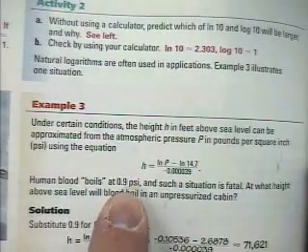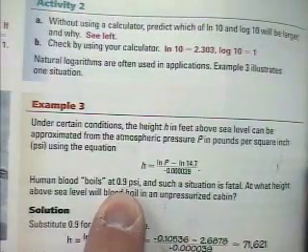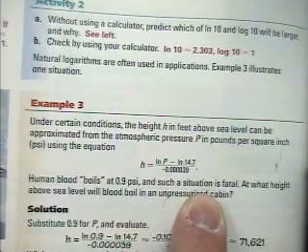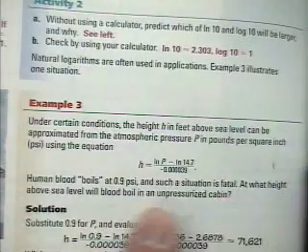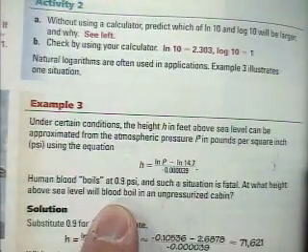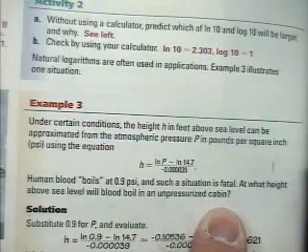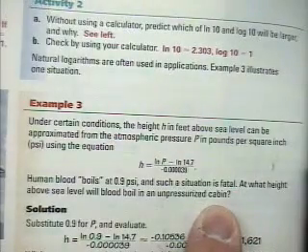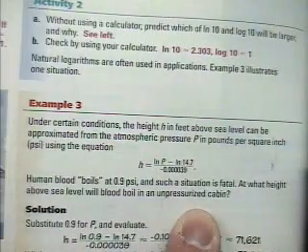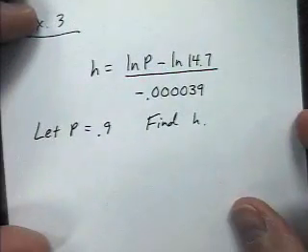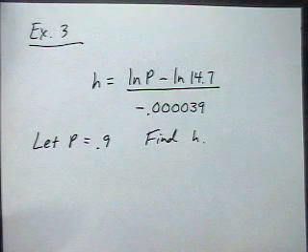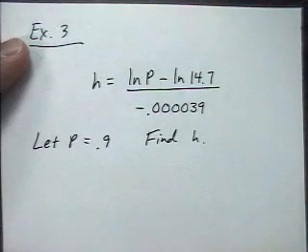Human blood boils at 0.9 PSI. Good to know. And such a situation is fatal. No kidding. At what height above sea level will blood boil in an unpressurized cabin? Yeah. Okay. You know, who's floating around in a log cabin anyway? I mean, seriously. Okay, so we've got this equation. The human blood boiling thing kind of is a little bit humorous, although if it was happening to me, it wouldn't be that humorous.